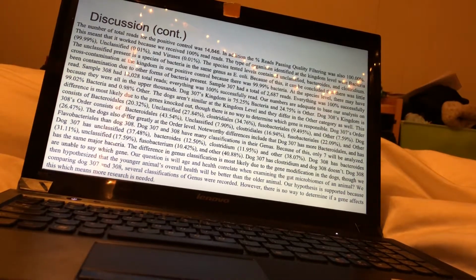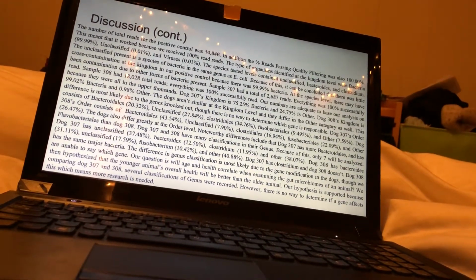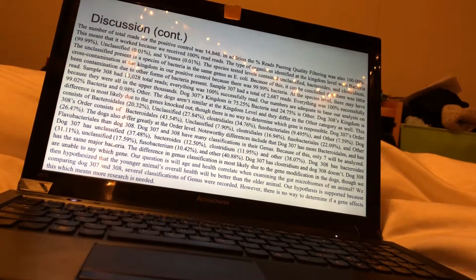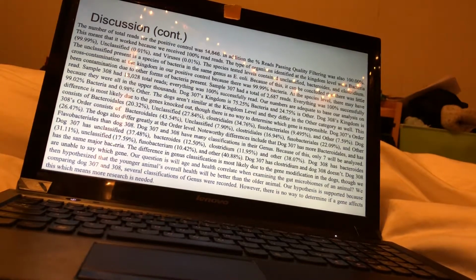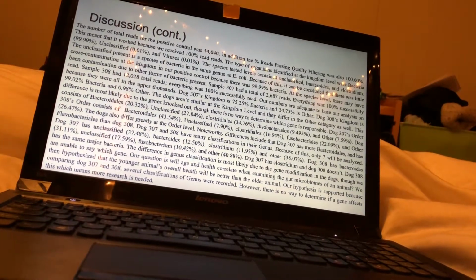So the number of total reads for the positive control was around 15,000. In addition, the percent of reads passing quality filtering was about 100%. This meant that it worked because we received 100% of the reads. The types of organisms identified at the kingdom level were bacteria, unclassified, and viruses, and the virus, as I said before, was present only in the older dog.